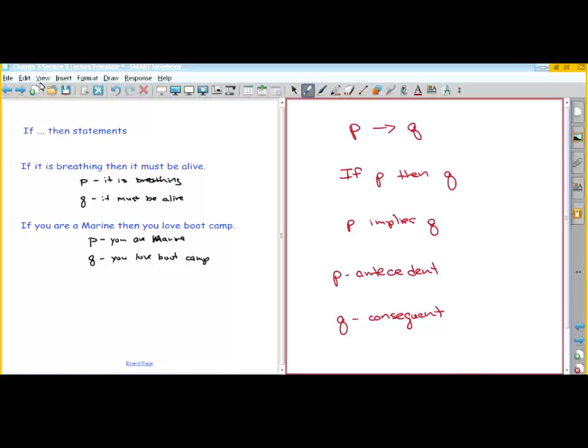So the symbol we use is this arrow. If you see P arrow Q, we read that as if P then Q. In this particular case, when P is it is breathing and Q is it must be alive, we would read the statement as if it is breathing, then it is alive. So we could say if P then Q. You can also say P implies Q, meaning that if this happens, it implies that Q happens. And we have names. We call P the antecedent and Q the consequent.